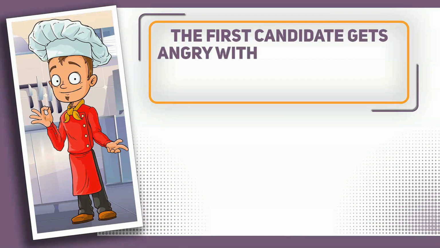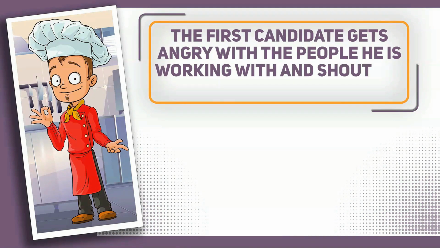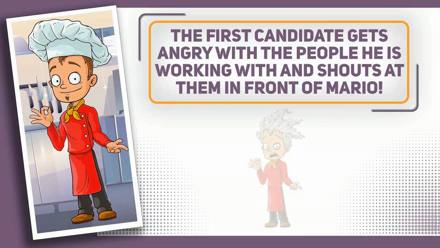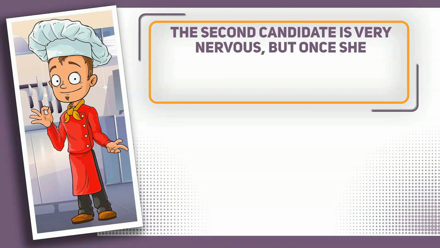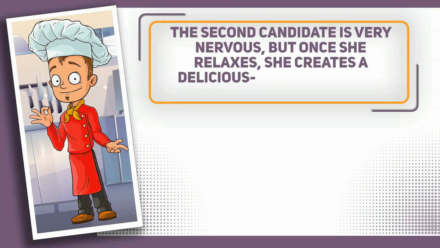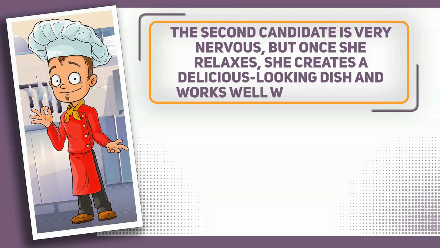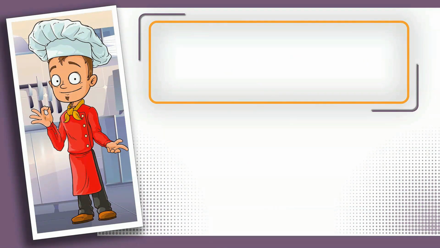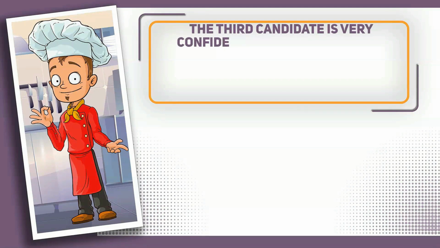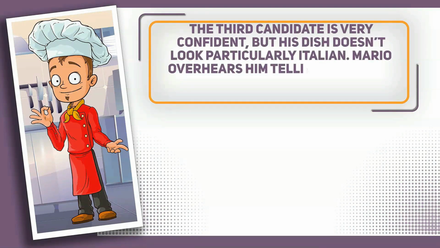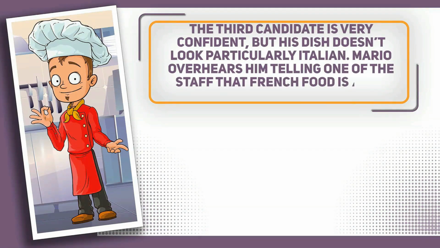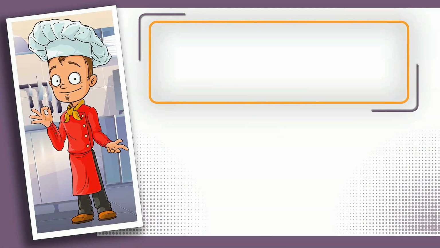The first candidate gets angry with the people he is working with, and he shouts at them in front of Mario. His workplace is messy, and his food was ready 5 minutes late. The second candidate seems very nervous, but once she relaxes, she creates a delicious looking dish, and she works well with all of the staff. The third candidate is very confident, but his dish doesn't look particularly Italian. Mario overhears him telling one of the staff that French food is more his thing.